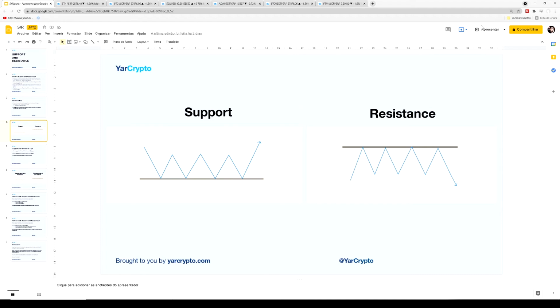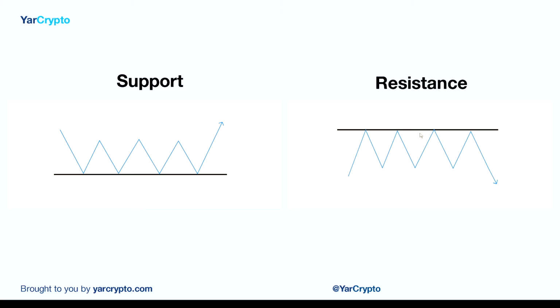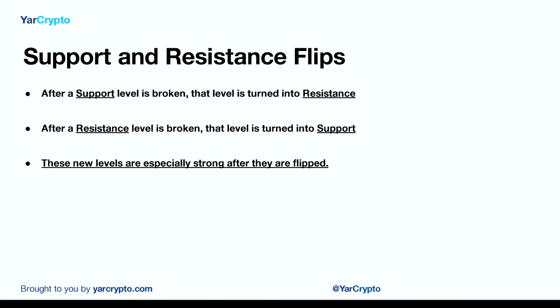So as you guys could see on these examples, we have clear support and resistance levels that we can identify on a chart, but there are a couple more principles that we have to keep in mind when we are trading this kind of support and resistance.